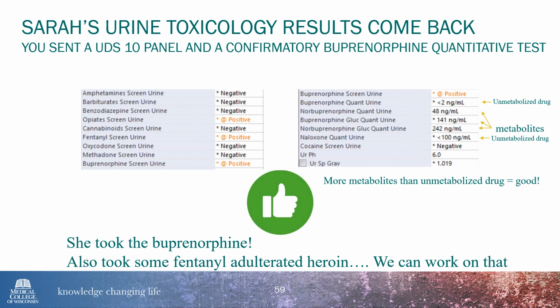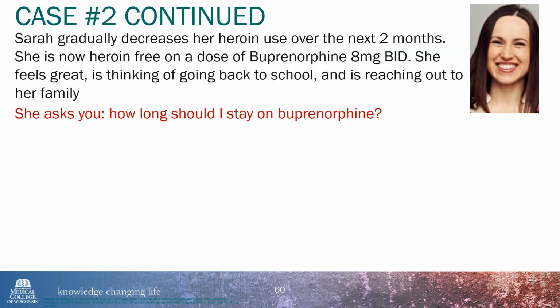Of course, she did use some heroin, but she endorsed that in her story. But more importantly, she is taking the buprenorphine, and studies show that if you keep them on buprenorphine long term, the heroin use will gradually taper off. So this is consistent with her story, and we're happy with it.